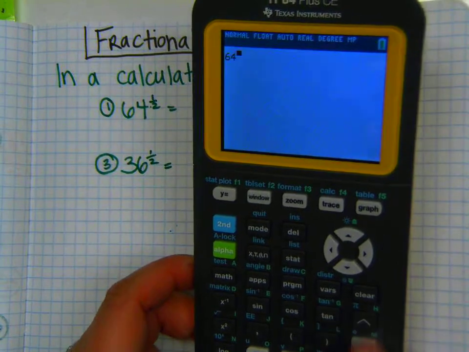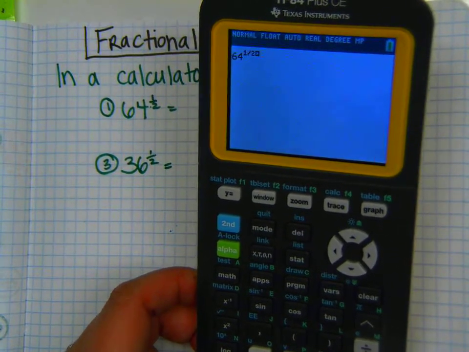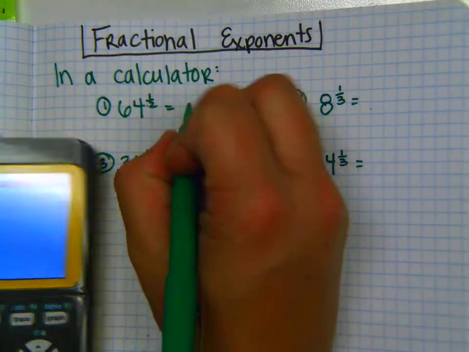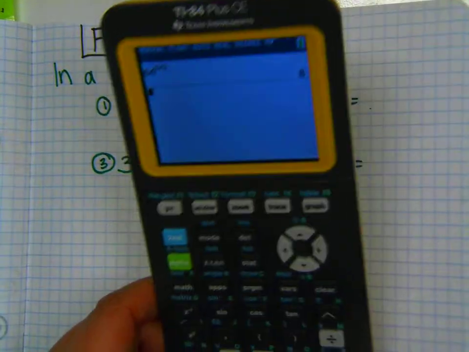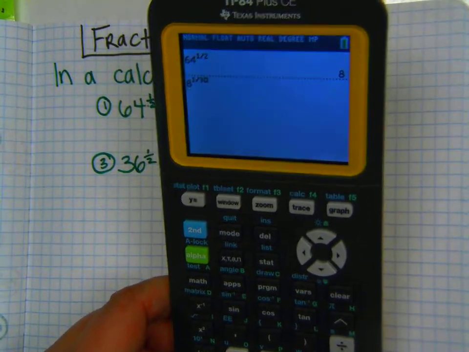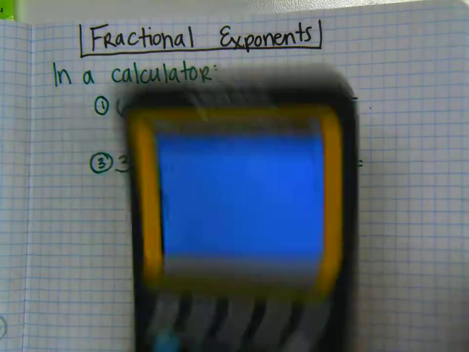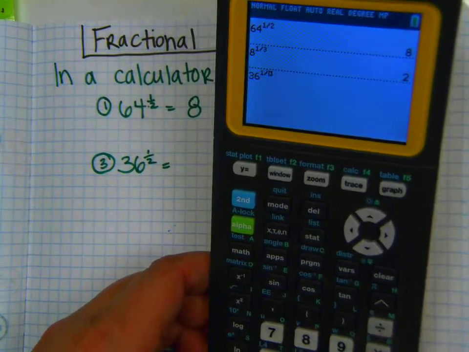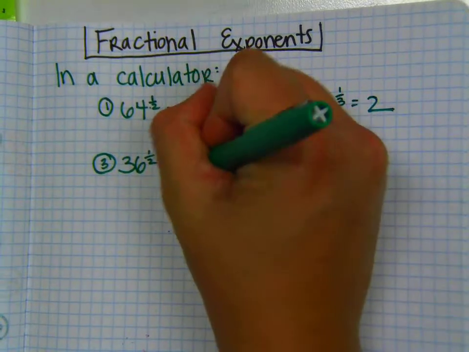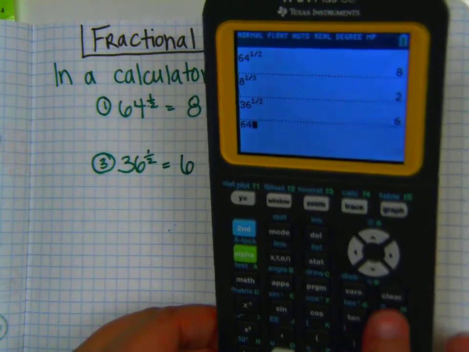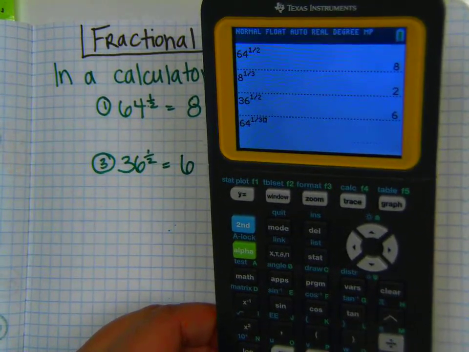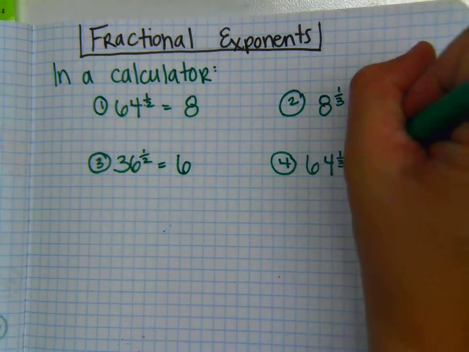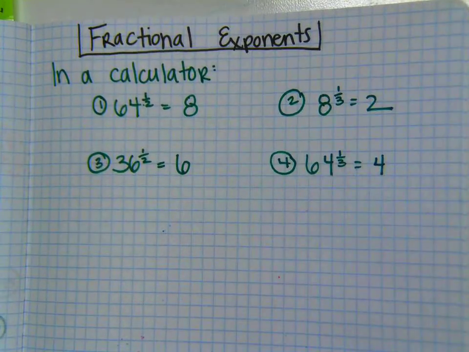64 to the 1/2. We get 8. 8 to the 1/3. 2. 36 to the 1/2. 6. And 64 to the 1/3. 4. Okay? So now I'm going to ask you a question.